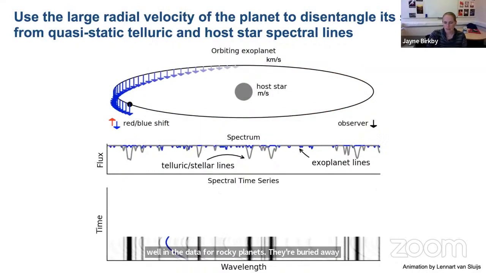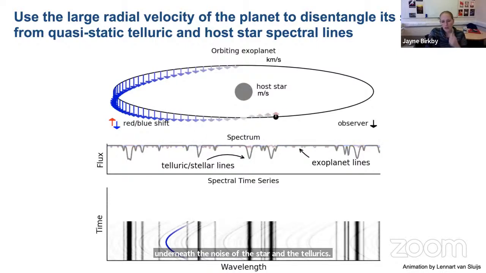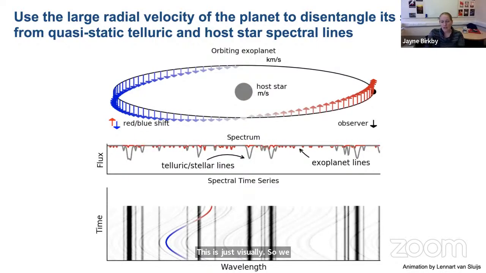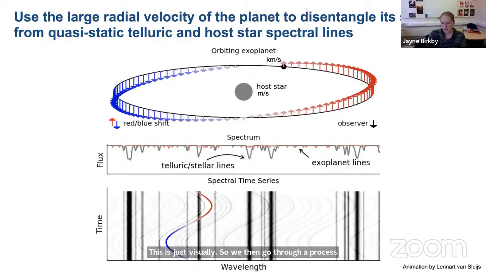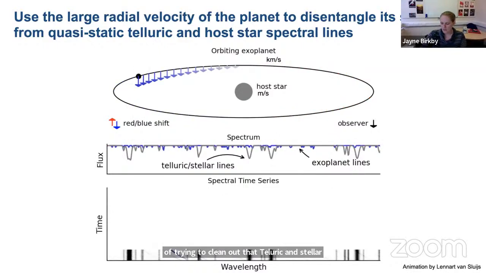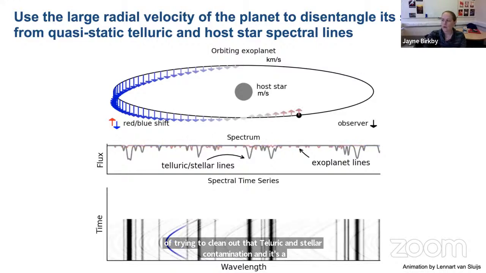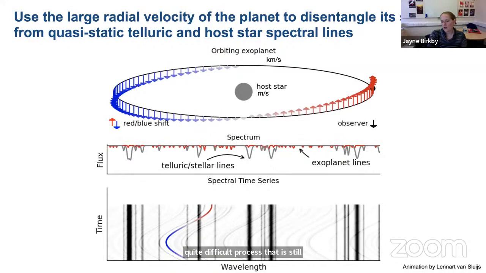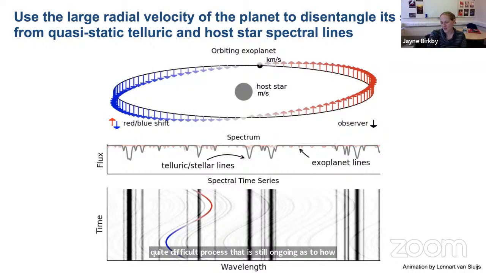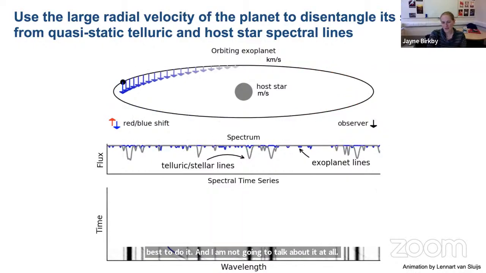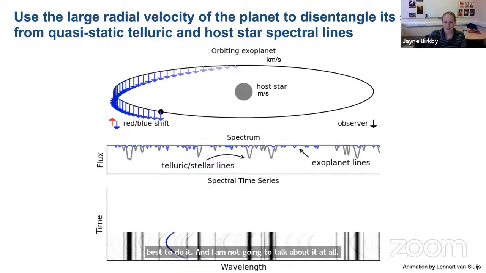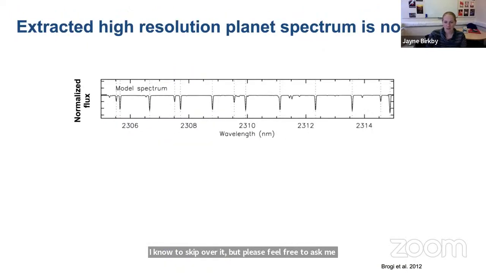This is just visually. So we then go through a process of trying to clean out that telluric and stellar contamination, and it's quite a difficult process that is still ongoing as to how best to do it. And I am not going to talk about it at all. I'm going to skip over it, but please feel free to ask me questions at the end if you would like to know more.